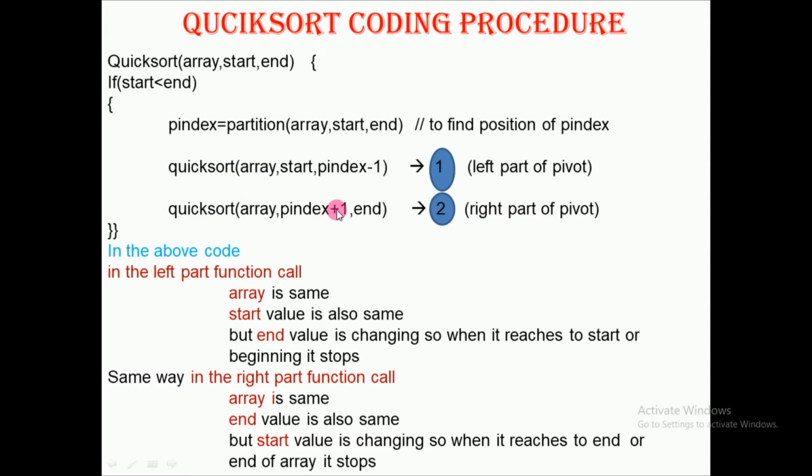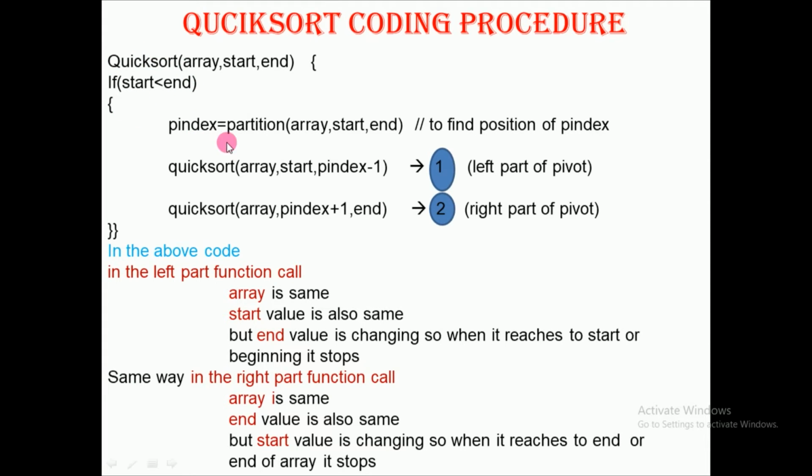Then the coding procedure, how the quicksort coding procedure is. Quicksort, array comma start comma end, we will take in the beginning. Array is whatever unsorted array is there that we are passing here with the name array. Start is the beginning point, and end is the end point. Here we have taken start as 0, end as n minus 1. If start less than end, then we will continue the process. Otherwise we will come out. As I said earlier, this will act like a base condition or termination condition.